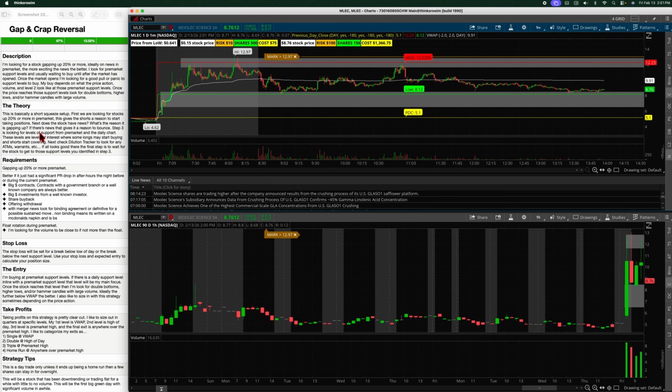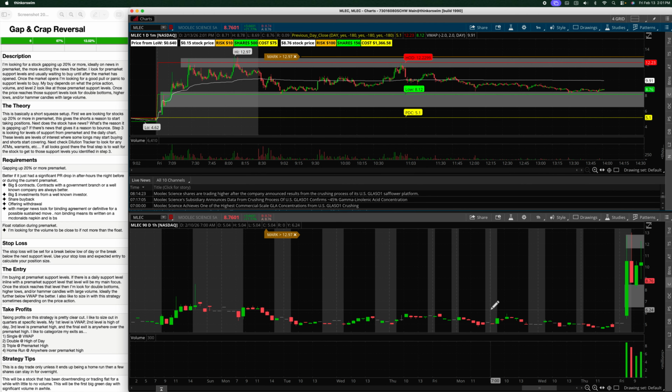If you look here, the stop loss will be set for a break below the low of day, or the break below the next support level, using your stop loss and expected entry. So this is the low of day. That's the low of day. This is the low of day. The entry, I'm buying at pre-market support levels.